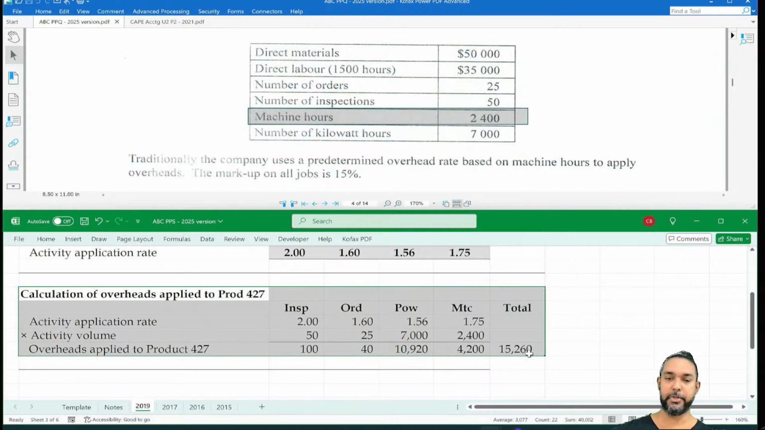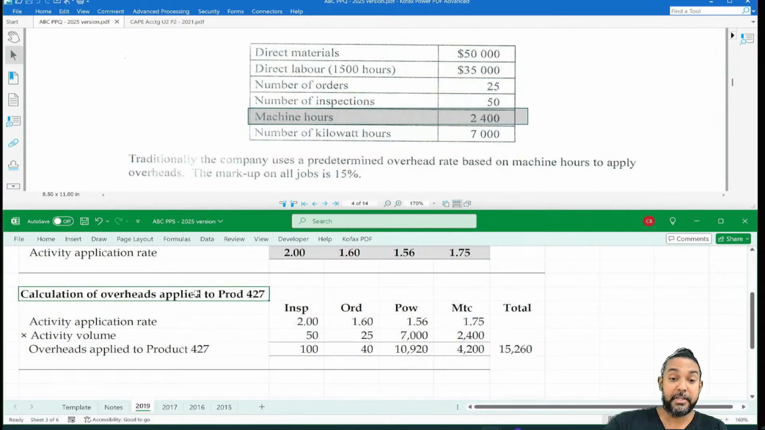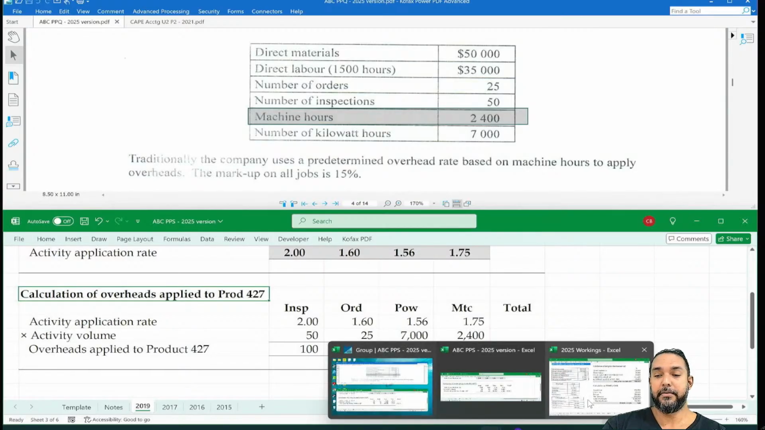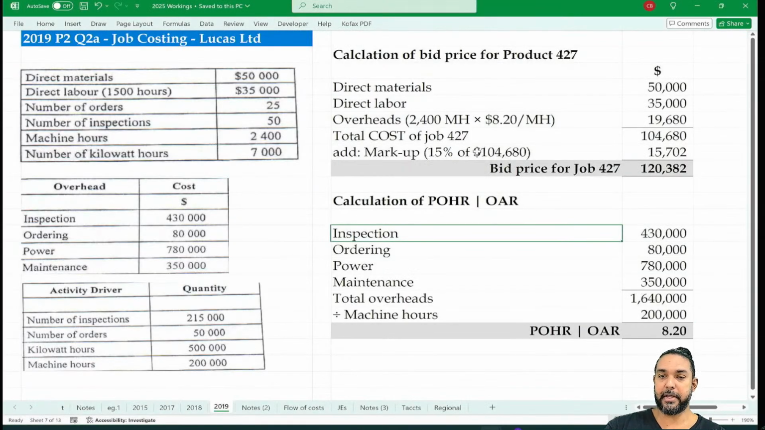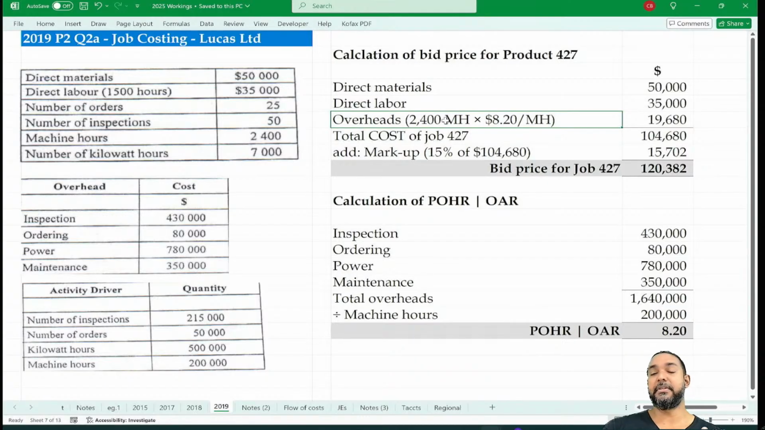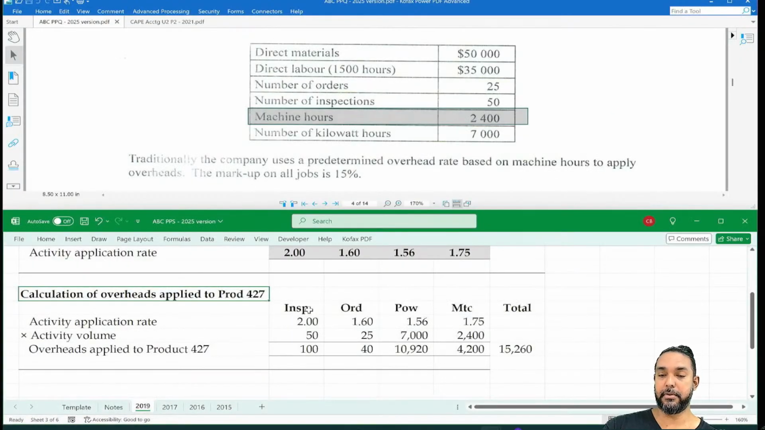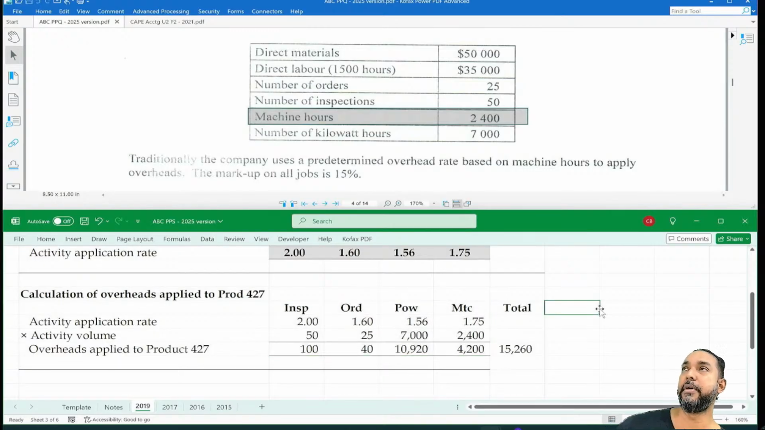Right, so that's how we do the application. So again, it's basically what we did for job costing, where you multiply the volume of the cost driver by the OAR, the application rate. But here, we're just doing it for multiple items at the same time, which it's asserted will actually improve the accuracy of the cost. As a matter of fact, let's check that.